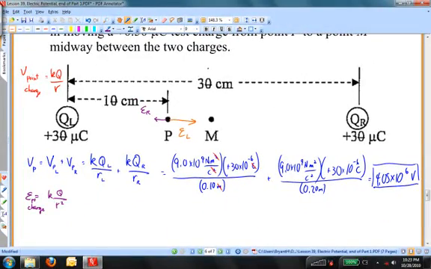Now, I can see that the electric field due to the left-hand charge is going to be stronger than the electric field due to the right-hand charge because the charges that are causing the field are equal in magnitude, but point P is closer to the left-hand charge. So the strength of the electric field is going to be more at point P due to the left-hand charge than to the right.